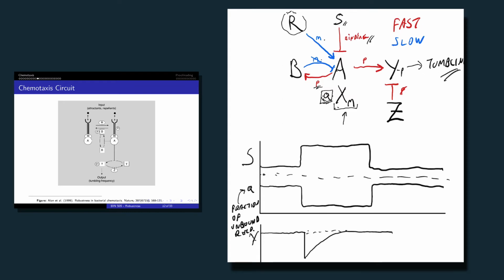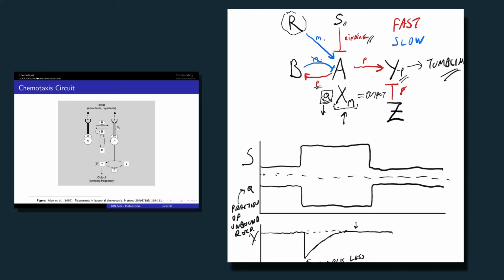which means your tumbling activity will first decrease as YP goes down. Bacteria will tumble less, but then in time, as more and more of the receptors get methylated, it will compensate for that, and the tumbling will come back to its original level, because YP will have come back to its original level, because even though A is lower now, XM, the amount of methylated receptors, will have become higher, and you'll get essentially the same output.